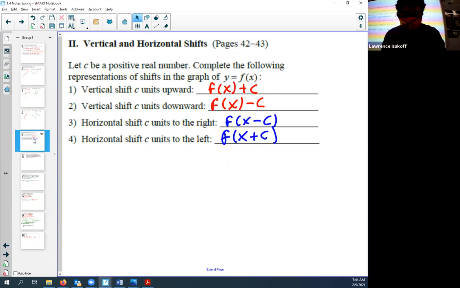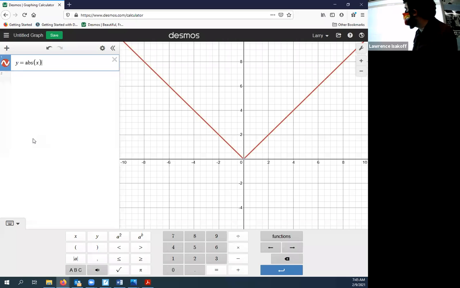Horizontal and vertical shifts. Horizontal shifts happen inside. If it is a minus, it goes to the right. If it's a positive, it actually goes to the left. Vertical shifts, so up and down. Plus moves it up, minus moves it down. So let's take a look at that inside of Desmos.